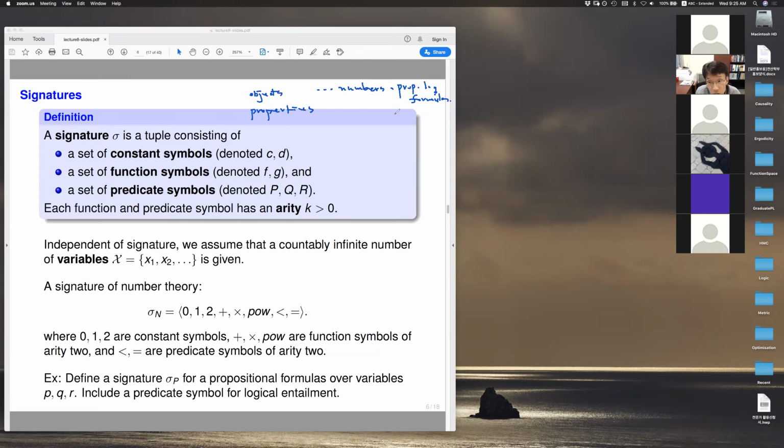So properties in this case will be properties of this propositional logic. The exercise is to define a signature so that we can denote propositional logic formulas as objects, and also reason about propositional logic using an appropriate predicate symbol. To do this I will give you 2 minutes, try to solve this.